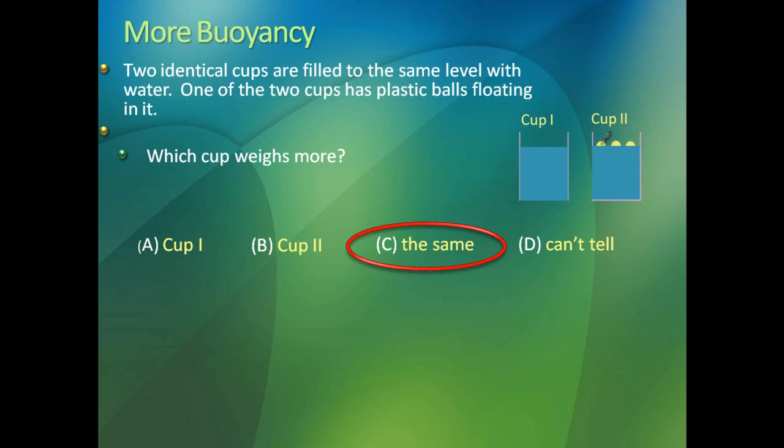That's because each one of these blocks has a weight pushing down, but it also has a buoyant force pushing up. These guys cancel each other out, so it doesn't affect the weight of that cup at all, because the buoyant force and the weight of each little ball cancel each other out.